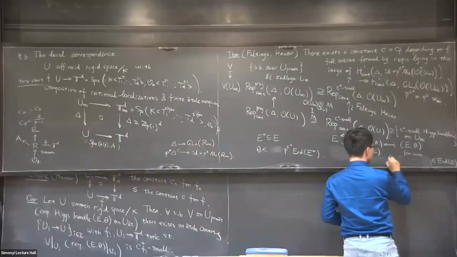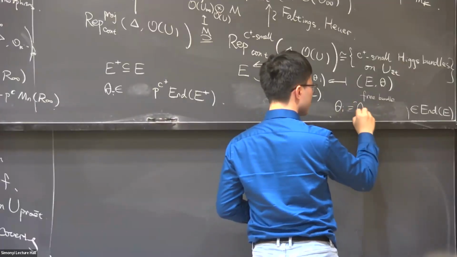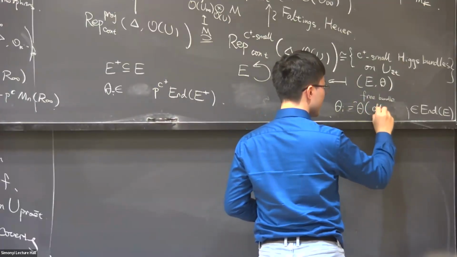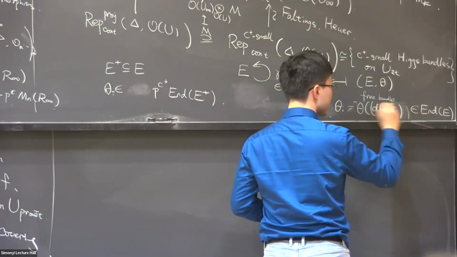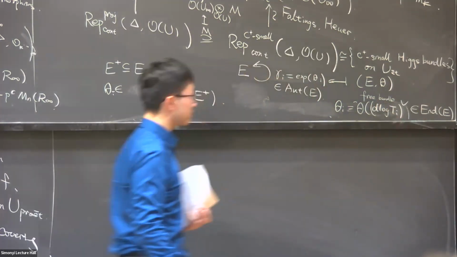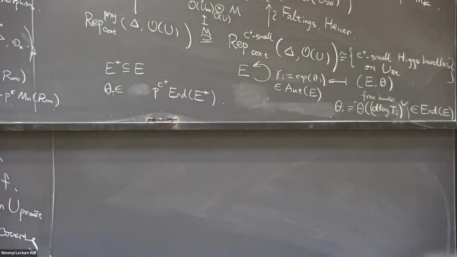So theta I should be theta evaluated at d log ti, and you consider the dual basis of that. I think that's just ti times d by dti, right? Yes.